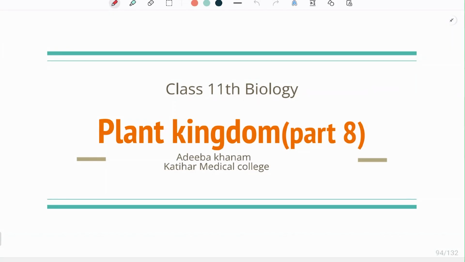We have discussed a flow chart right at the beginning when we started plant kingdom, in which all these different plants are classified, and their names are derived from wherever the important characteristics of all these plants lie.